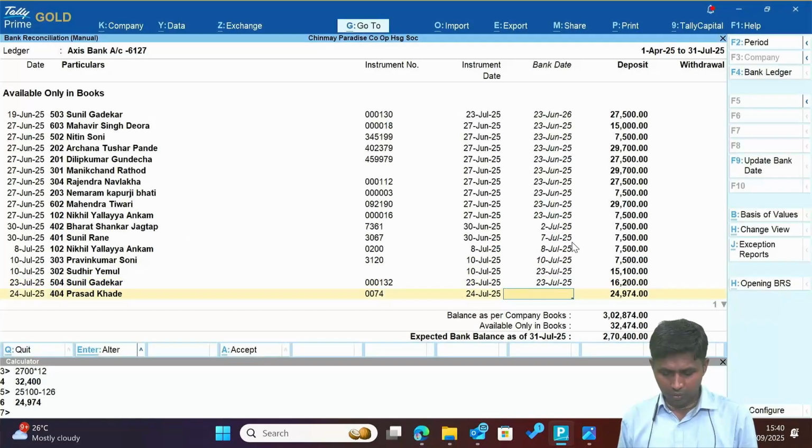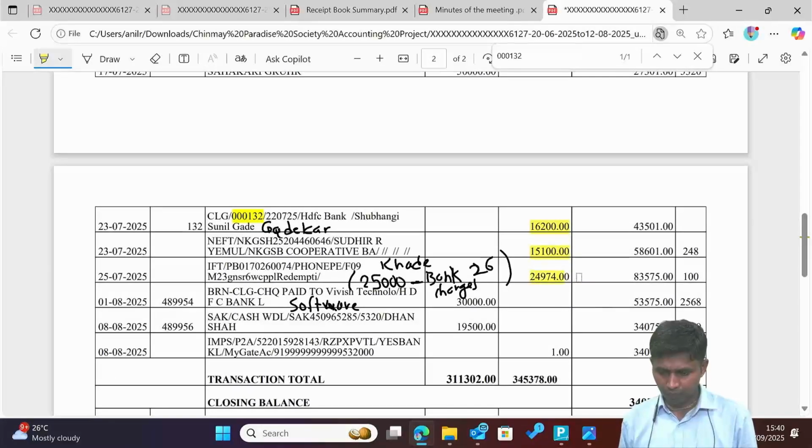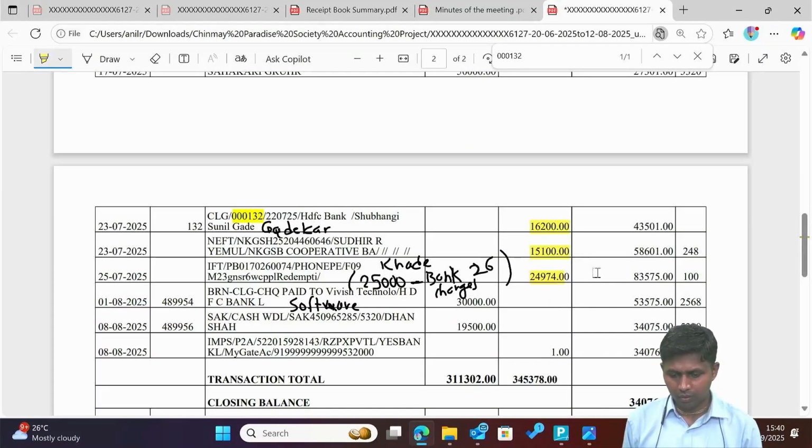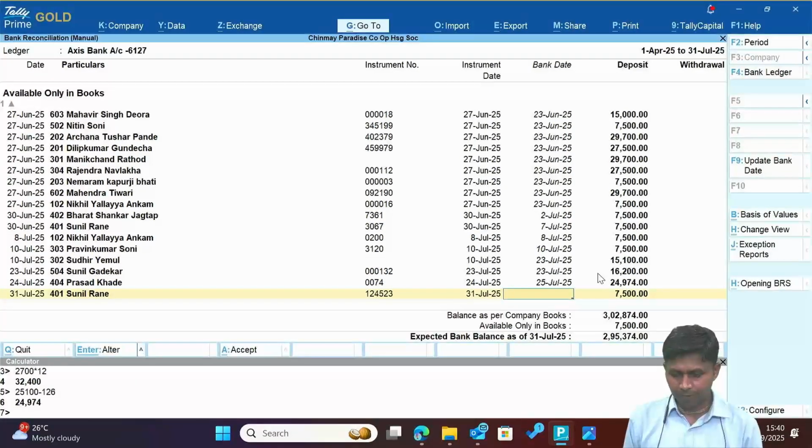Then this was Saturday. 24,947, this amount is matching. We have booked 126 rupees. Correct, bank charges. Then after that, 124,523. This transaction is not there in the bank statement.